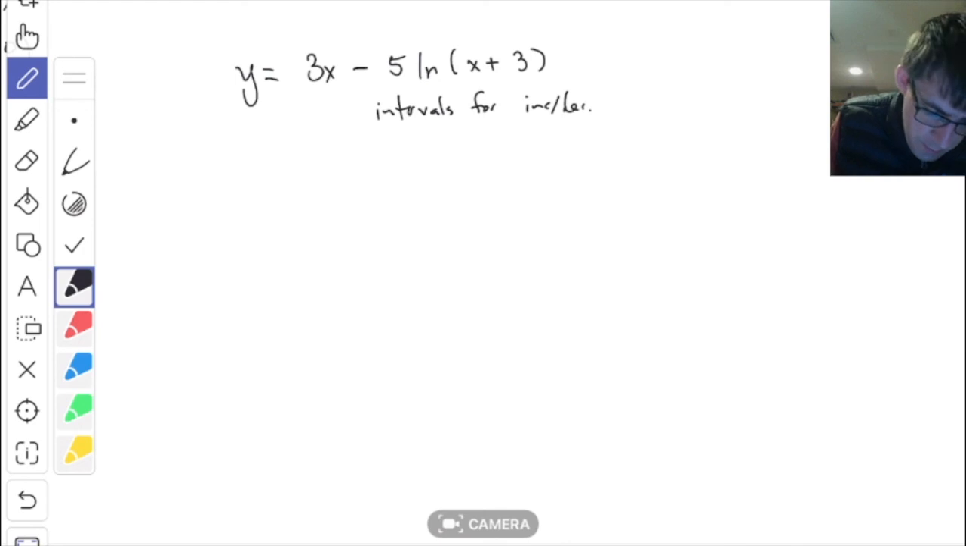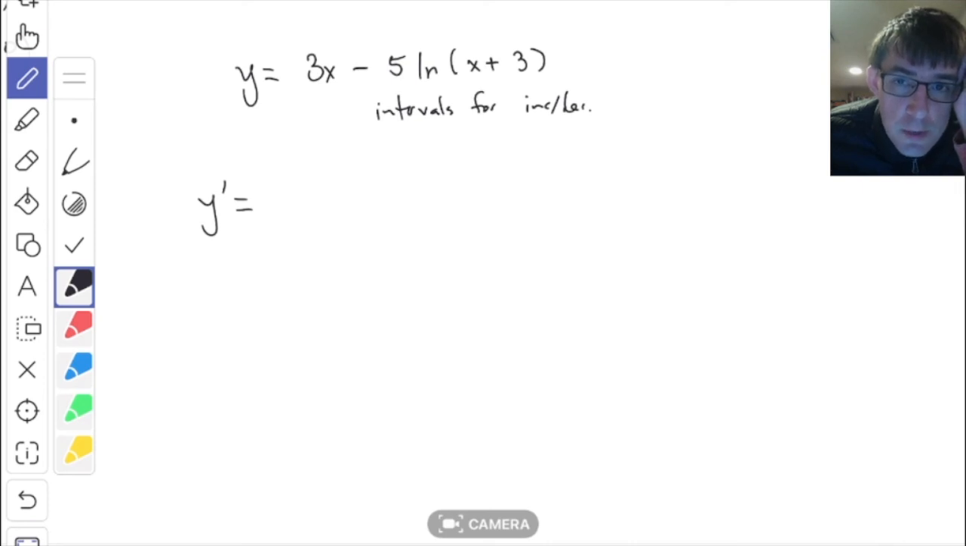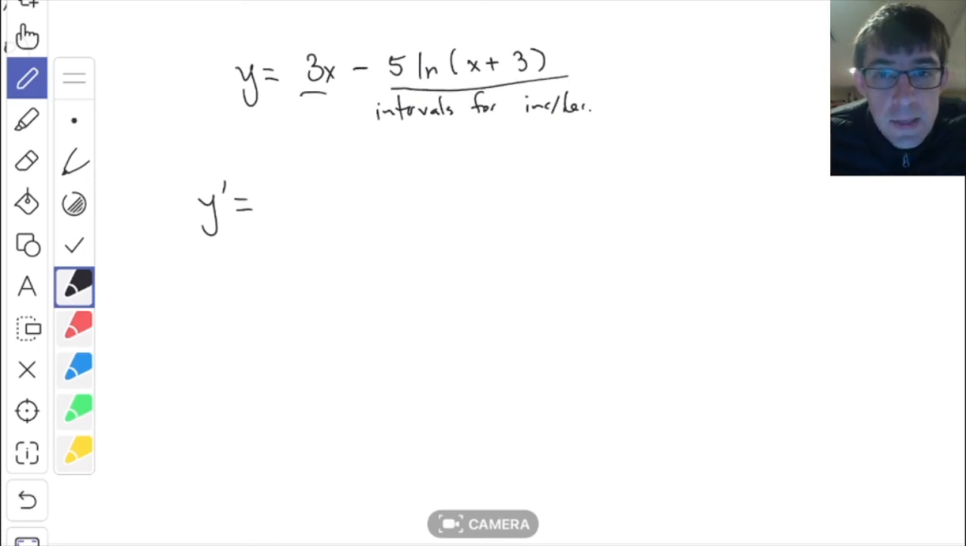All right. I have 3x minus 5 times the natural log. So the first order of business on this problem, make sure that you don't misinterpret where the parentheses go. This is 3x is one thing, and then this is another thing, and they're being subtracted in this case. When I take the derivative of two things which are being added or subtracted, we just do the two derivatives separately.